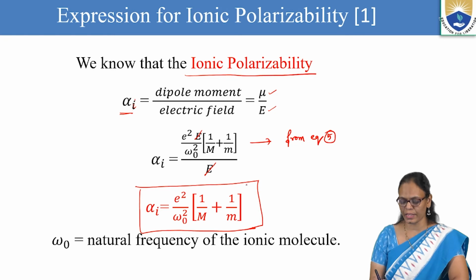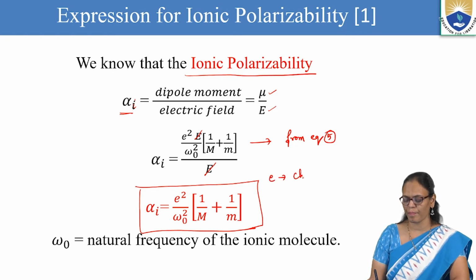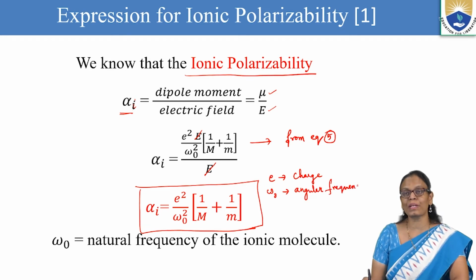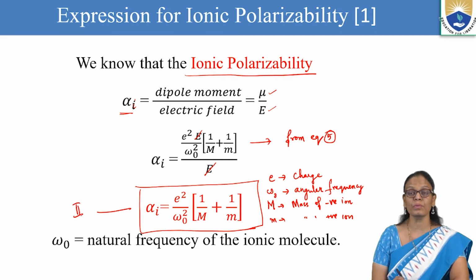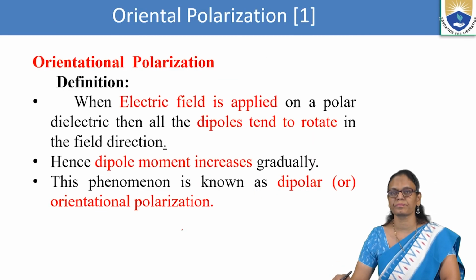So all the terms are clear. e here represents the charge. Omega naught represents the angular velocity, or you call it as angular frequency. When I say omega naught, it will be the natural frequency. And capital M here is mass of negative ion. And small m represents the mass of positive ion. So this is the expression. I'll take this as alpha i due to ionic polarization.